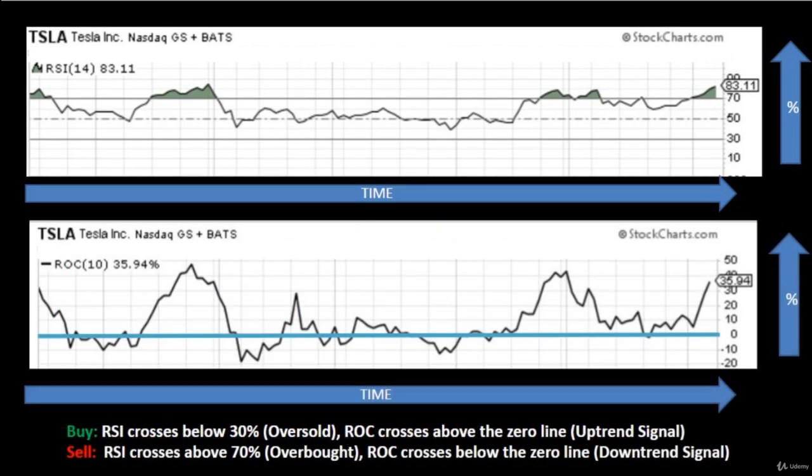If we use the same security and now we put the ROC below the RSI, you can see how they follow along very similarly. As far as the movement of the lines, they are very similar in pattern. The ROC, of course, is going to use that zero line. And if it crosses above the zero line on the ROC, as we recall, that's a buy signal. If it crosses below the zero line, that's a downtrend signal or a sell type signal.